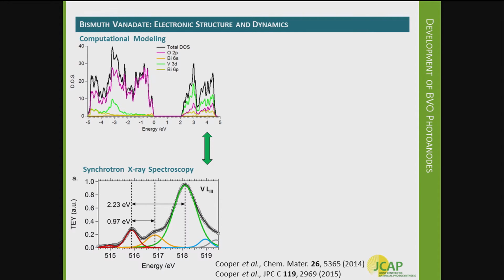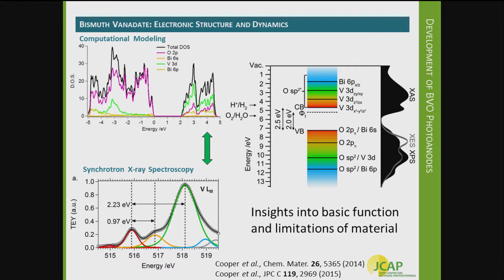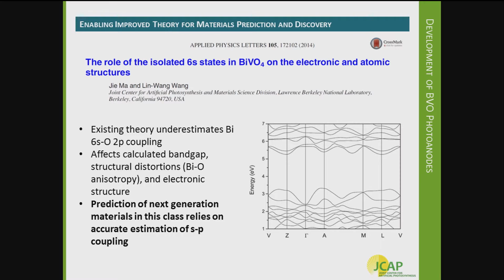And by comparing experiment and theory, we were able to develop a comprehensive model for the electronic structure of this material. And most importantly, we were able to test some of our theoretical models to see what they were getting right and where they were lacking. What was found is that there was a substantial underestimation of the bismuth 6s oxygen 2p coupling in this material system. These are exactly the states that form the valence band where photogenerated holes are located, and this is absolutely critical to the function of the material.